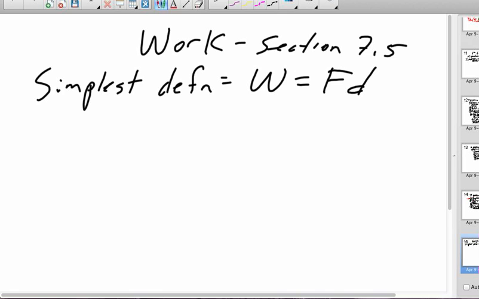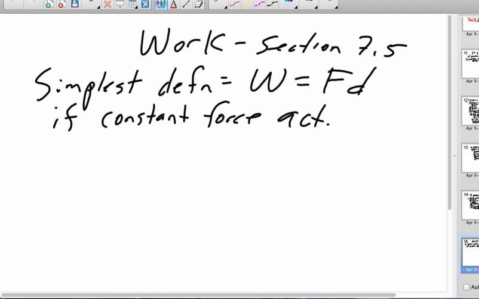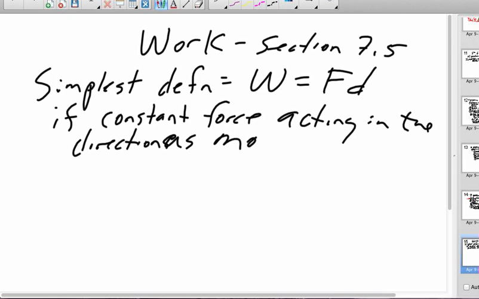This particular one is useful if you have a constant force acting in the same direction as the movement, which is a rather limiting characteristic. But we can do an example of one like this.